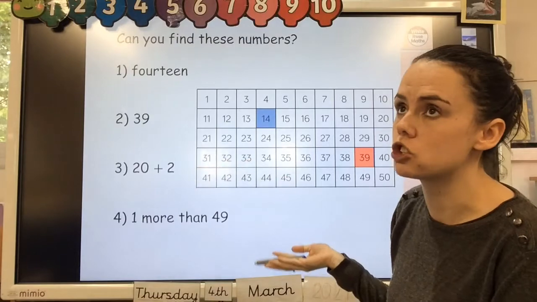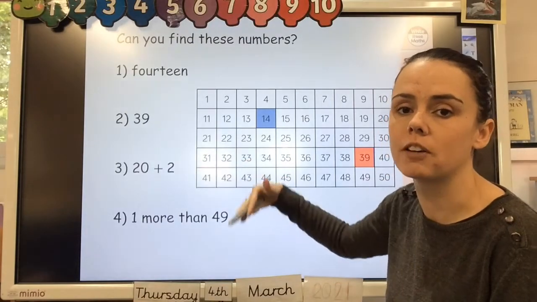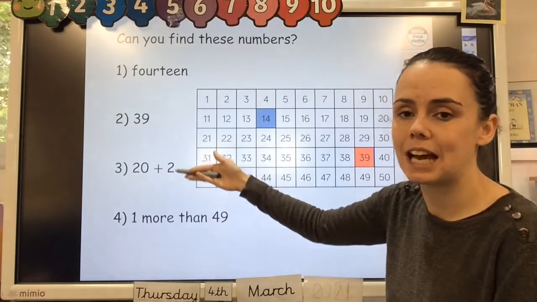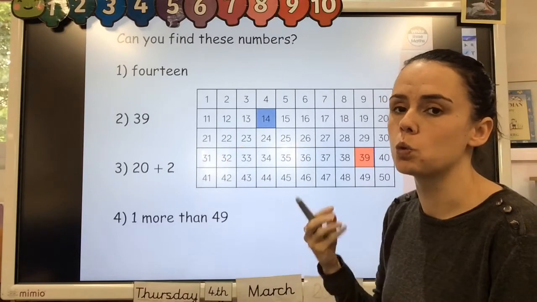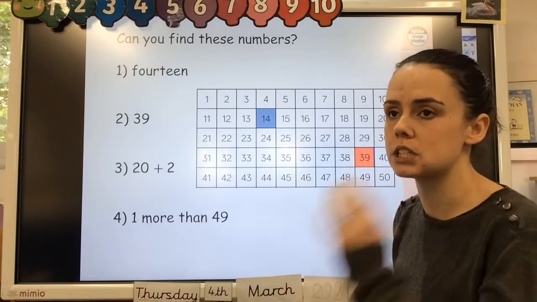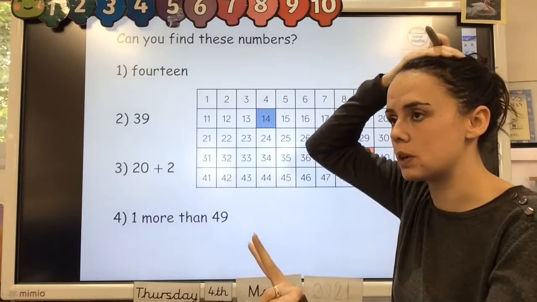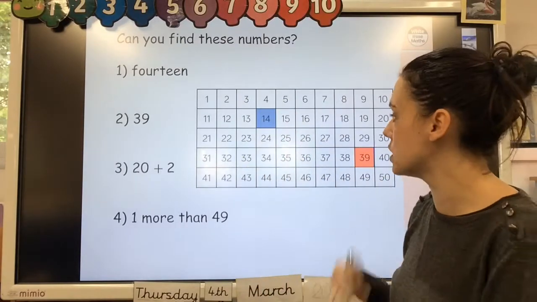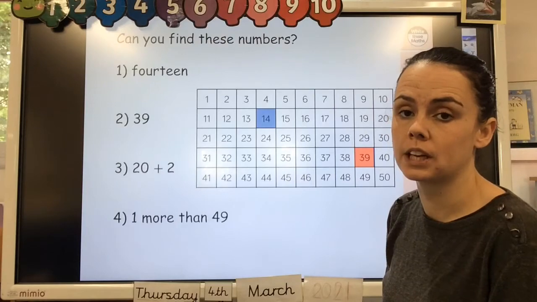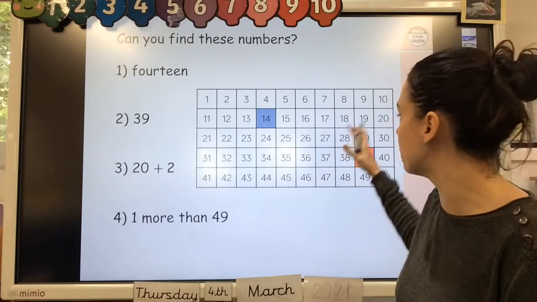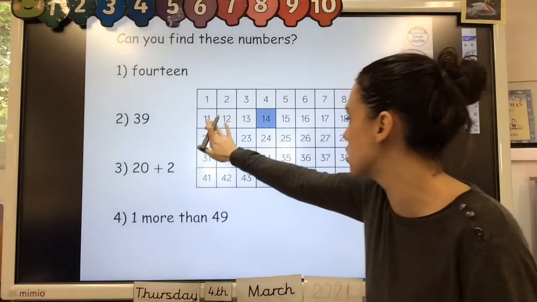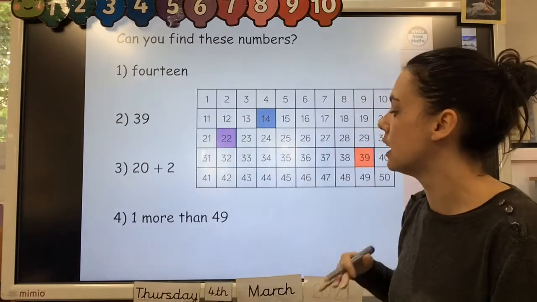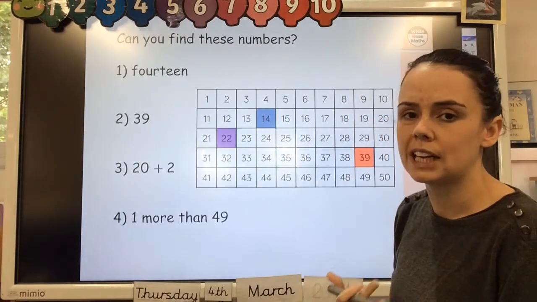Now our next one isn't a number. They're trying to trick us. They've given us an addition and we've got to find the answer. So 20 add on 2. So what's 20 add 2? Put 20 in our head, hold up 2 fingers. 20, 21, 22. Well done. Can you find 22? If you can just spot it, that's great. If not, go to 20 and count on 2. 1, 2.